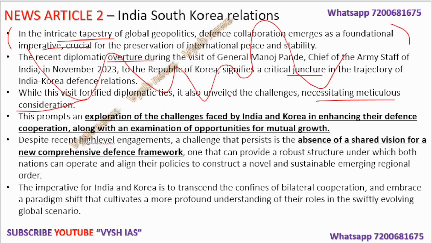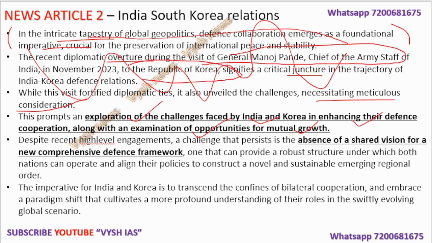They want you to give the point, like here: exploring the challenges faced by India and Korea in enhancing their defense cooperation, along with examination of opportunities for mutual growth. This is a good line. This kind of sentence you should write instead of this meticulous language. What happened now is the Chief of the Army Staff has met the Republic of Korea's counterpart, and they are talking about defense talks. That is why this article has come. So the other things, whatever nonsense they have written, you don't have to worry.